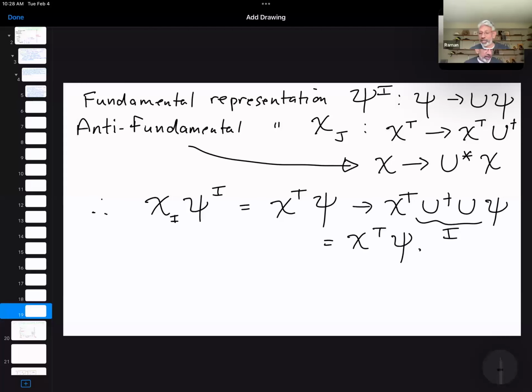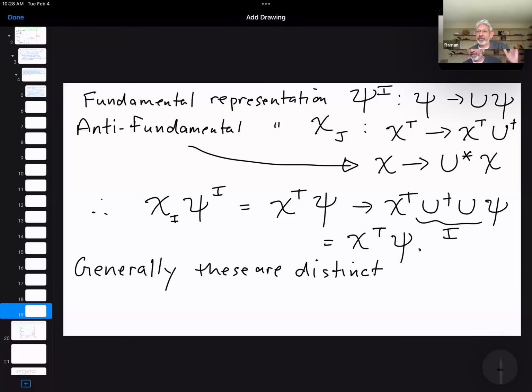Okay. Now, in general, these are distinct. So for SU(3), the fundamental representation is different from the anti-fundamental representation. So, for example, in SU(3), the fundamental representation we call a triplet or a 3, and it is not equivalent to the anti-fundamental representation, which we usually call 3 bar. Okay. But important to note that for SU(2), they are not distinct.